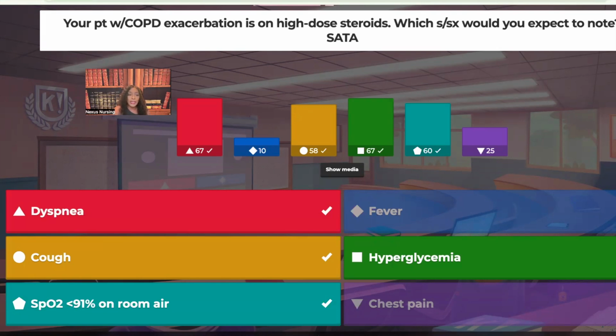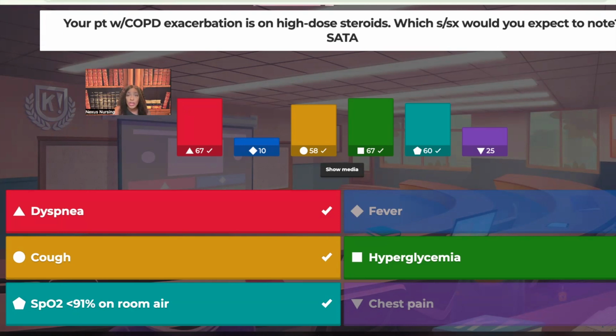O2 sat being less than 91% on room air. Yeah, correct. They're going to need oxygen, low flow oxygen, but they're going to need oxygen, right? Because once that O2 sat hits 91 or less, that means the patient's in what? Respiratory distress. We expect to see that in a patient with COPD that's having an exacerbation. Fever? No. COPD exacerbation will not cause a fever.